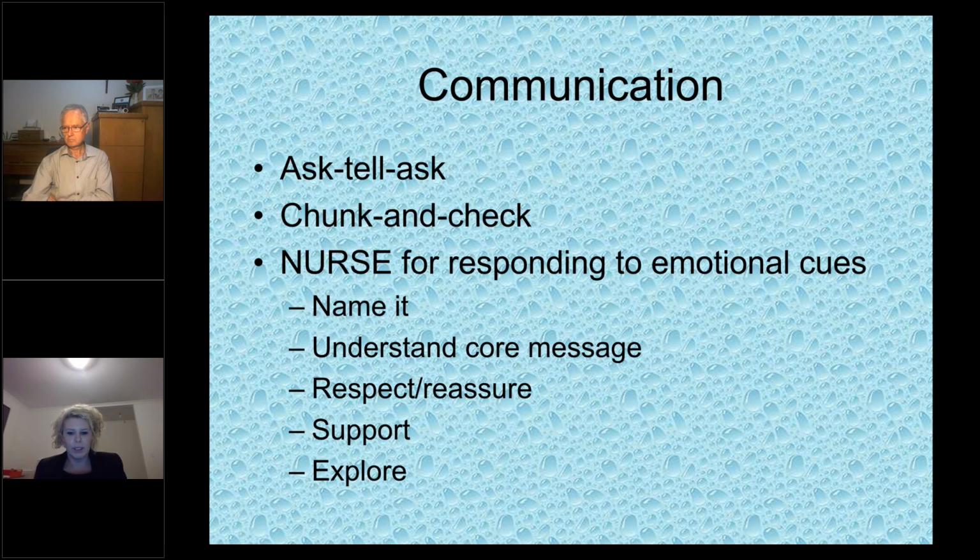What I like to think of is, imagine you're an alien coming down from outer space. You've never seen this emotion before. What is that emotion that you're reading? And name it out loud to the patient. So it seems like you're angry, or it seems like you're frustrated.